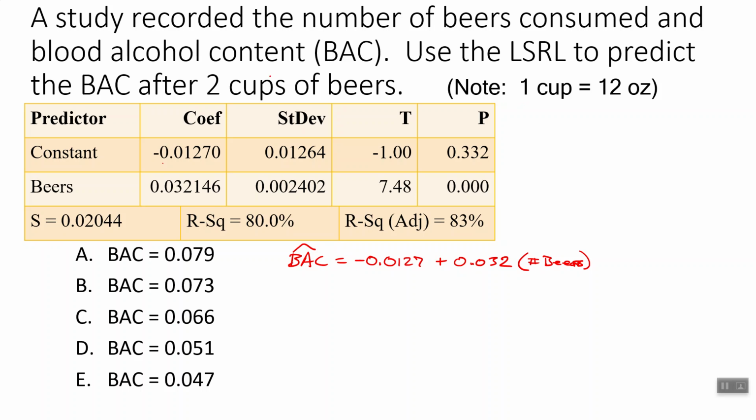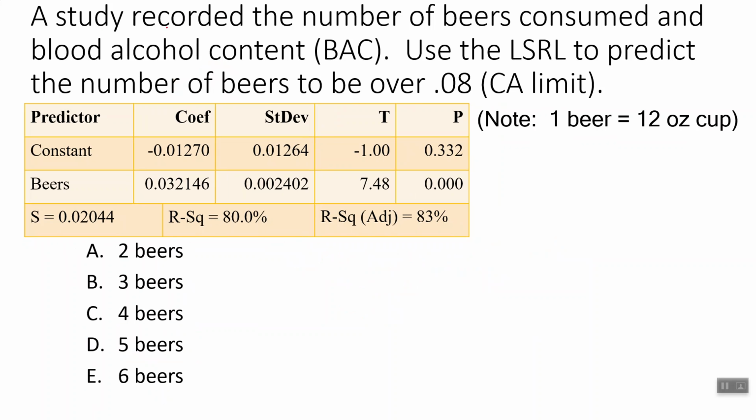Now we want to do 2. So we're going to take 2 and plug it in right there. We get negative 0.0127 plus 0.032 times 2. We throw that into our calculator, and it gives us an answer of 0.051, which would put most of you over the legal limit, since your legal limit is 0. All right, so there we go.